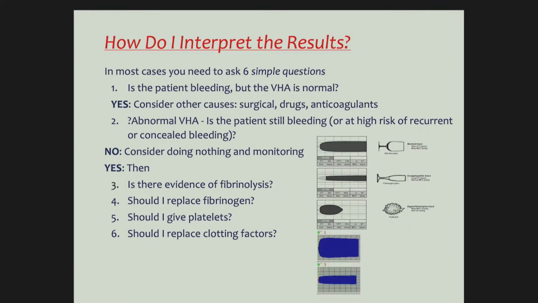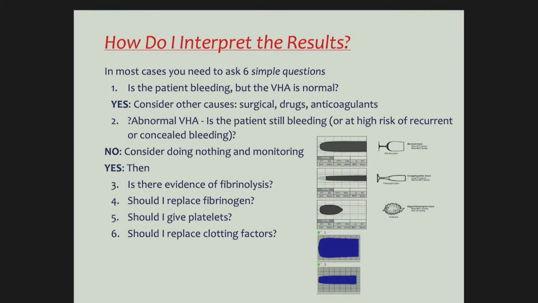So this is fibrinolysis. It looks like a pufferfish sausage. This is a normal trace, but if it's tapering off, that's fibrinolysis. So you give tranexamic acid. The next question is, should I replace fibrinogen? Fibrinogen will influence the amplitude of your traces. So if it's skinny, fibrinogen.